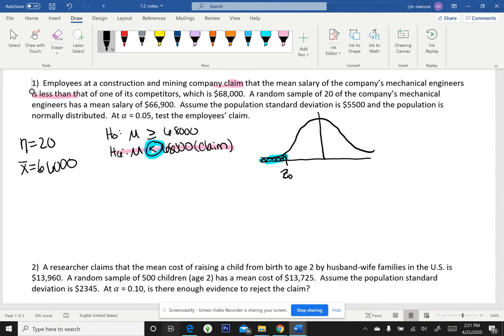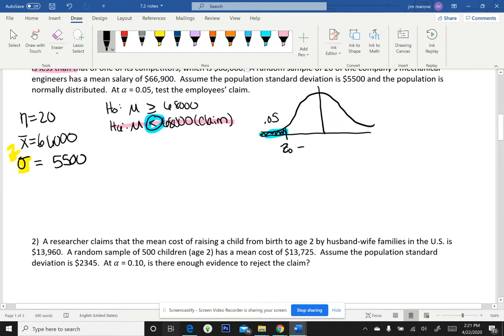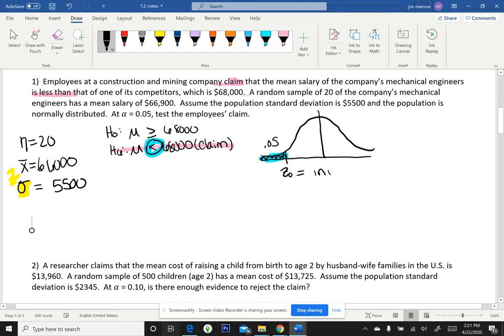66,000, and a mean, I should say, population mean. So assume the population standard deviation is 5,500. That's where we have to have the population standard deviation, 5,500. Because this is sigma, it is going to be a z. At alpha equal to 0.05, test the employee's claim. So my critical value is found with the inverse norm of 0.05. Since it's on the left, the critical value is going to be negative.